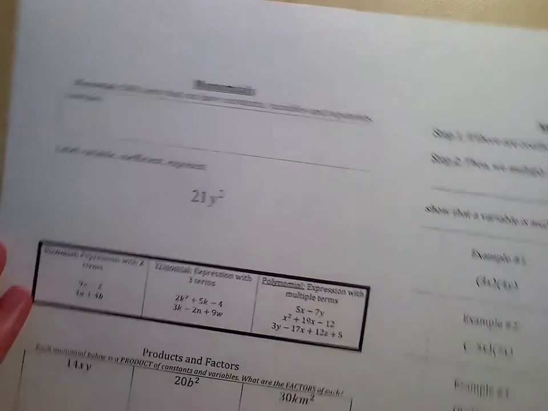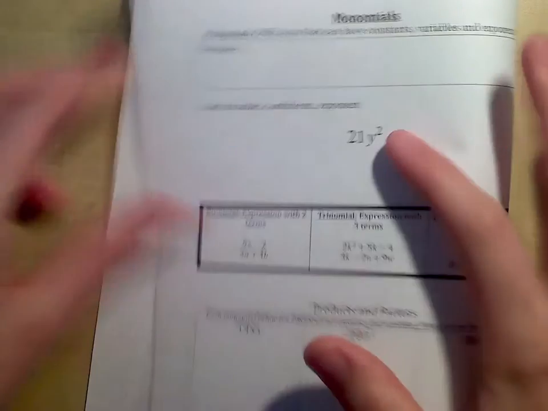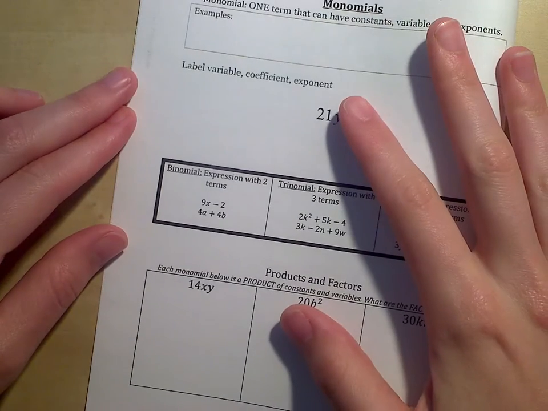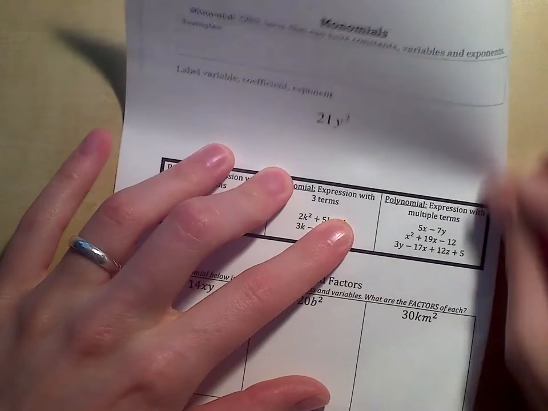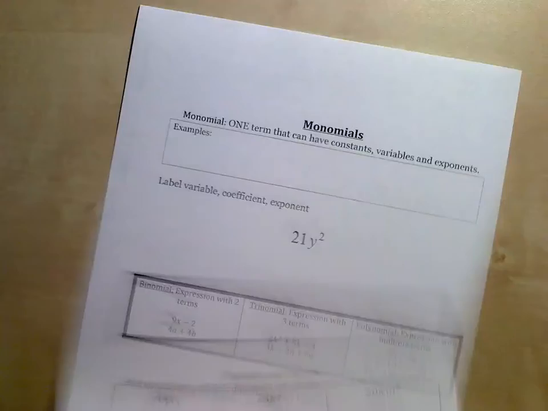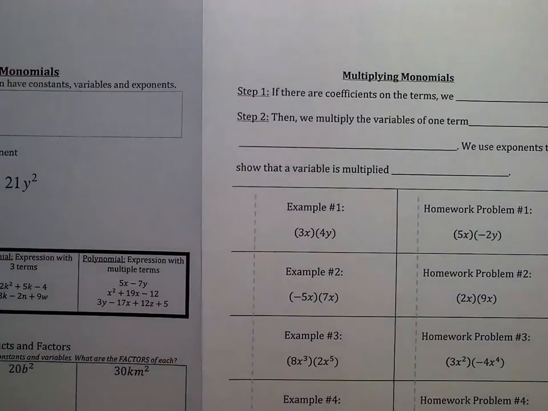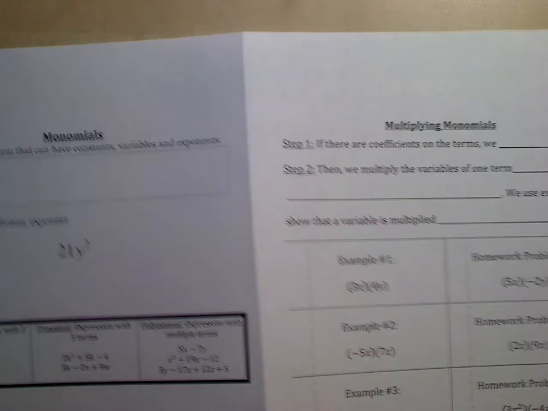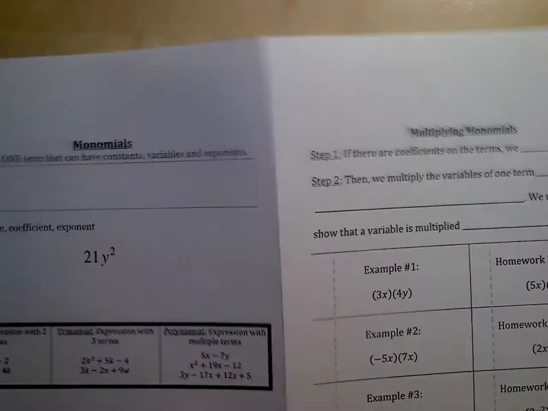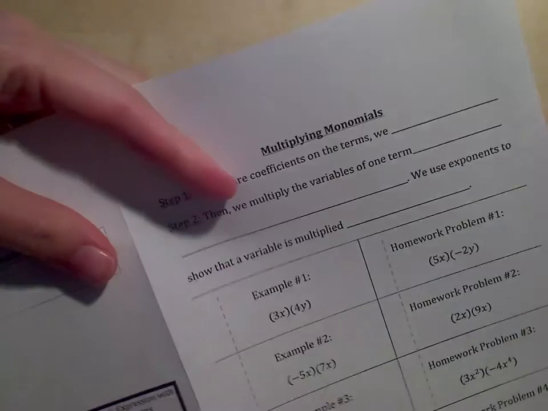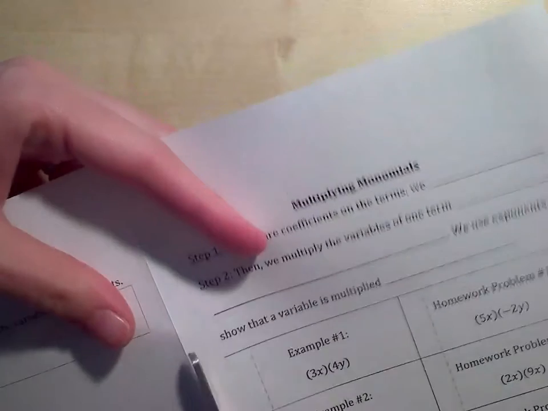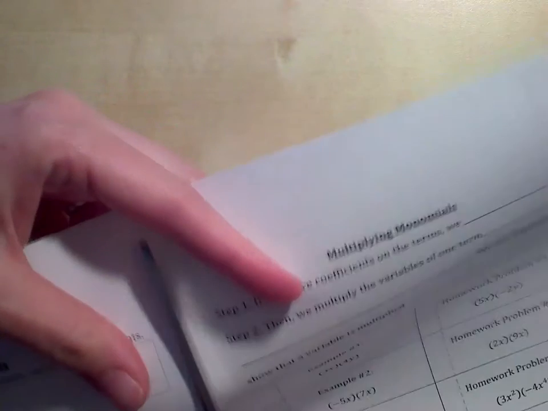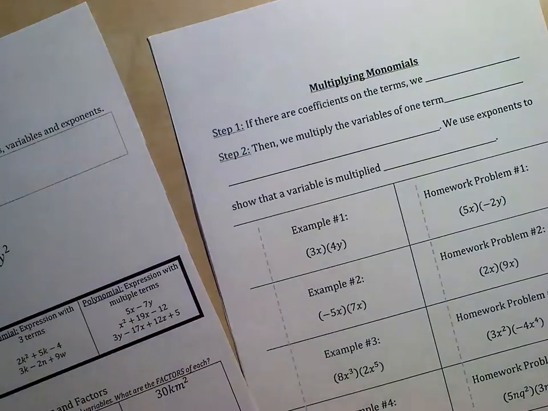Once you have this paper on monomials, the first thing you're going to do is fold it in half. You just fold it directly in half. Make a nice crease, and then cut it in half along that crease. This is going to leave you with two separate half pages of notes. And we're going to start on the one that says monomials.